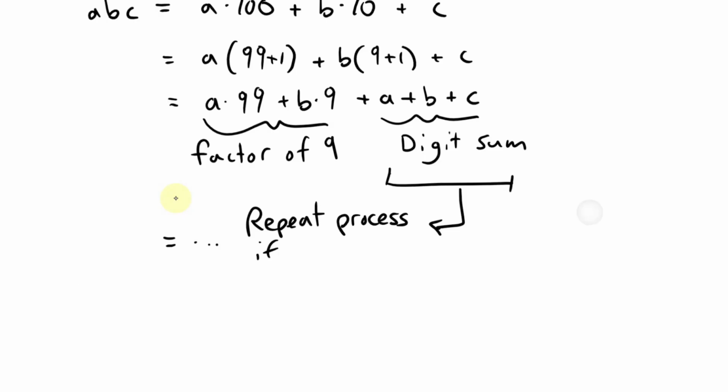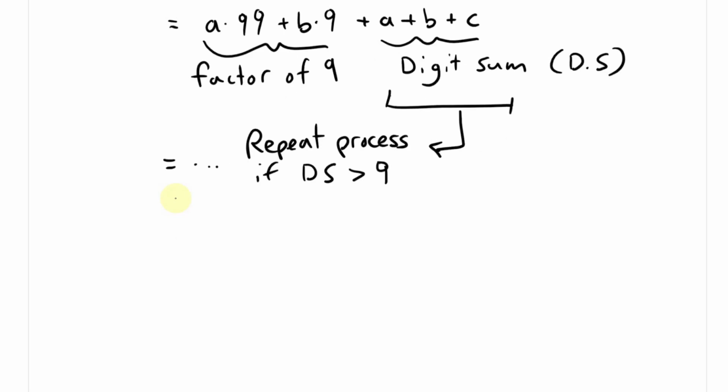if this digit sum, I'll just write this as ds, if ds is greater than 9. So in other words, we're going to write this as a factor of 9 plus another remainder, and eventually we're going to get a factor of 9. Doesn't matter what it is, it's going to be a factor of 9 when we separate the remainder, and then plus a remainder here.